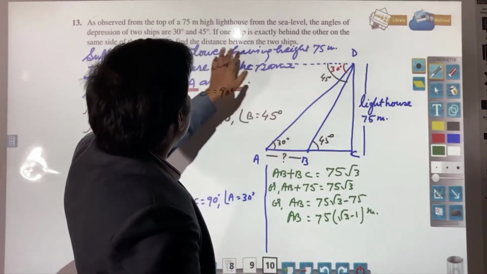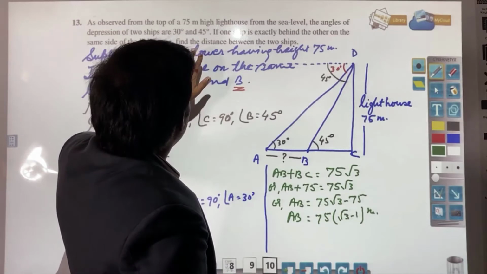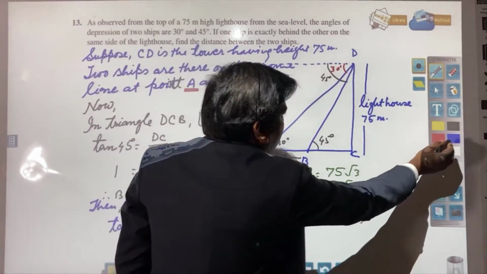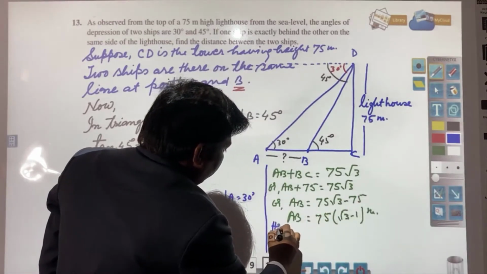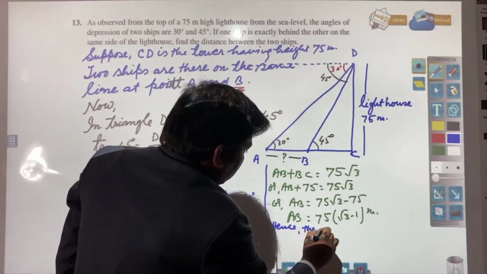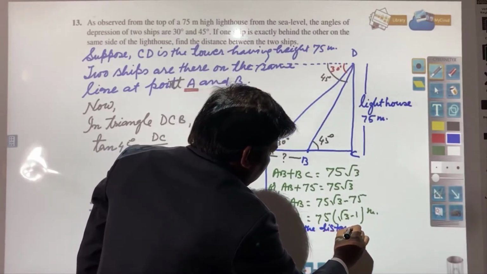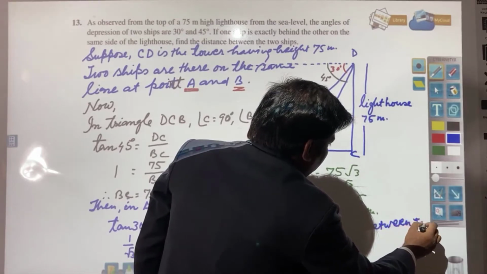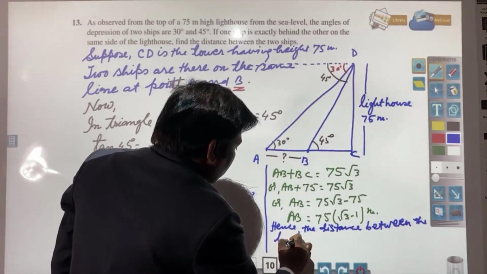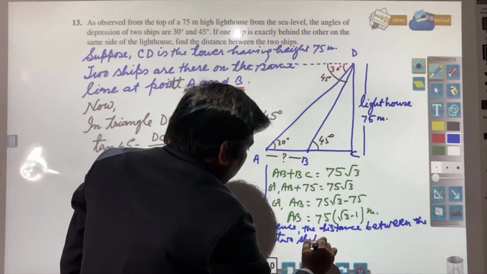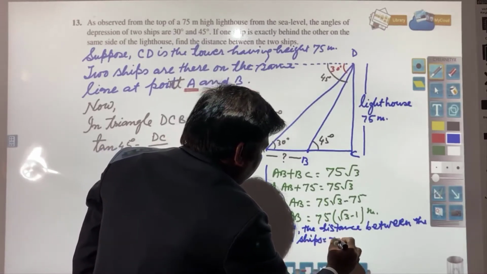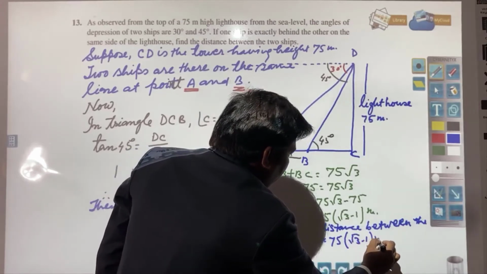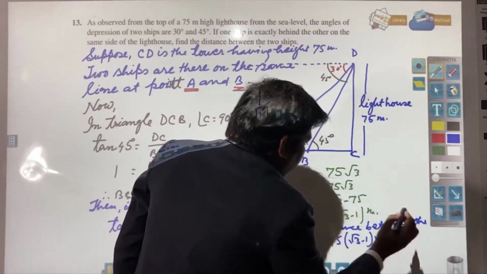So your answer, you had to find out the distance between the two ships. So you will write the answer, hence the distance between the two ships is equal to 75 into (root 3 minus 1) meter, and this is your answer.